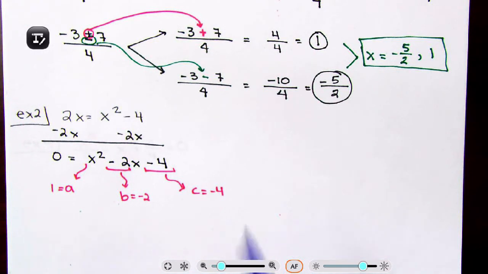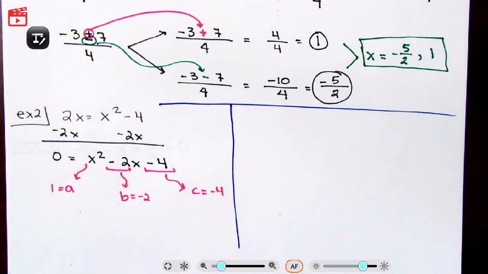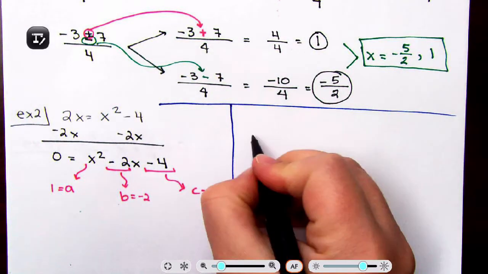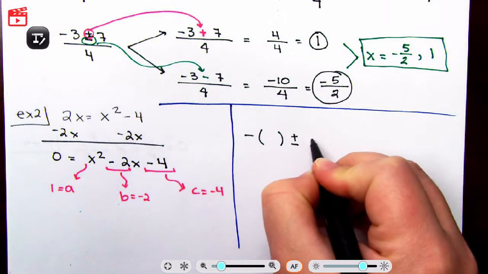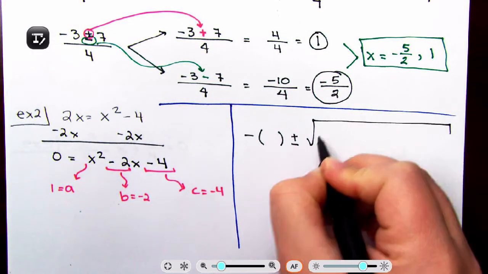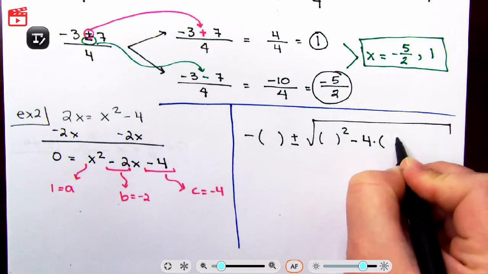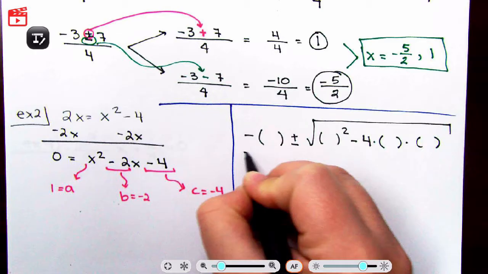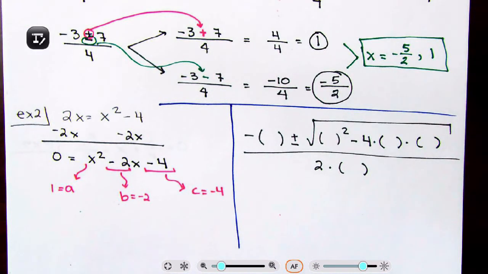I'm going to separate the work here, and I'm going to write my quadratic formula, again, using bubbles. So negative B plus or minus the square root of B squared minus 4 times A times C, divided by 2 times A. And go back in and write what our values are.